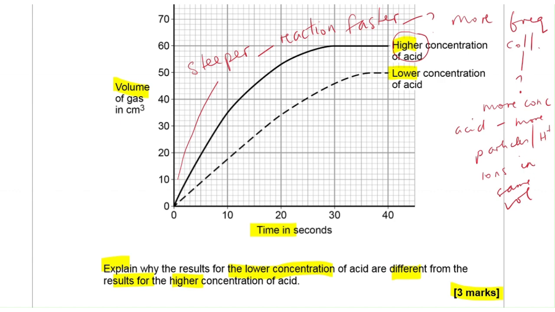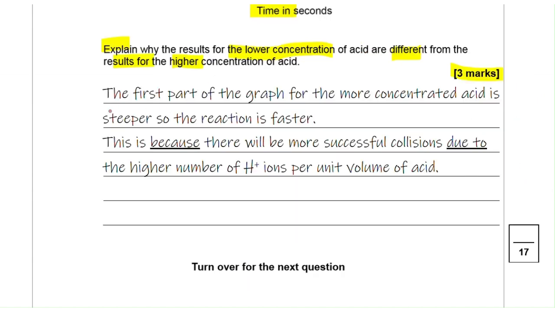So to get our 3 marks, the first part of the graph for the more concentrated acid is steeper, so the reaction is faster. This is because there will be more successful collisions, mark 2, due to the higher number of H+ ions per unit volume. Now look at these key words I've underlined. These are the words we need to be using in order to get our explain bit for 3 marks.